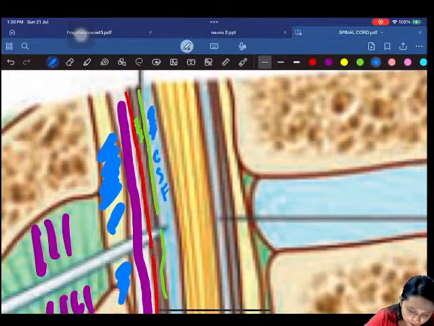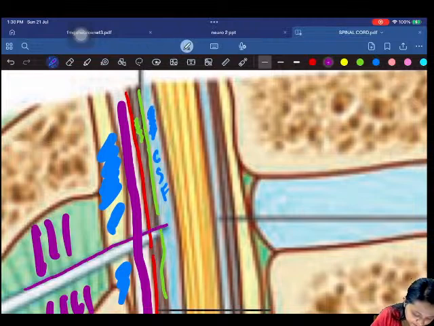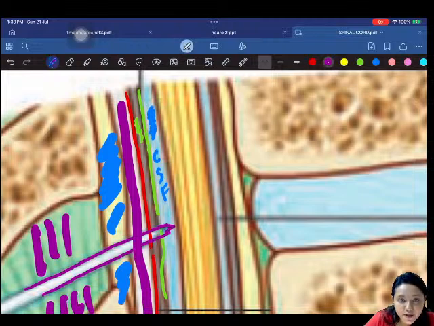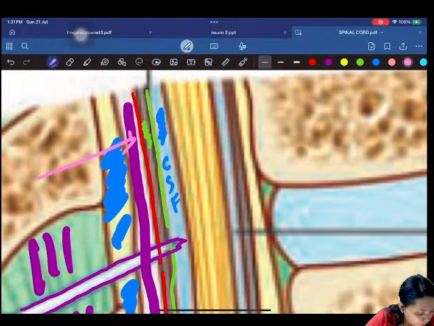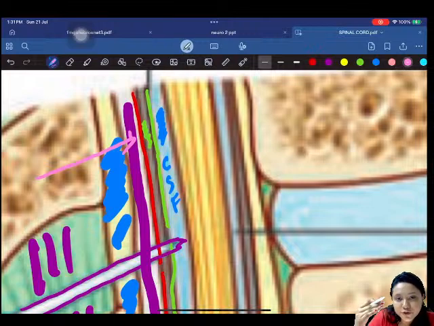So you can see the needle is piercing through all the layers, it is piercing the arachnoid mater and entering into the subarachnoid space. But if the needle has to enter the epidural space, that is the purple color, then it will enter in this space and it is not going to pierce the dura mater. So epidural is above the dura, as I told you, so it is not going to pierce the dura mater.